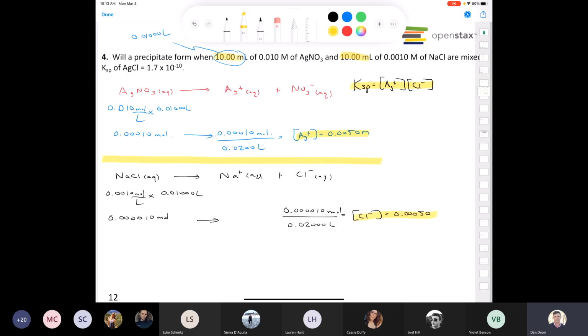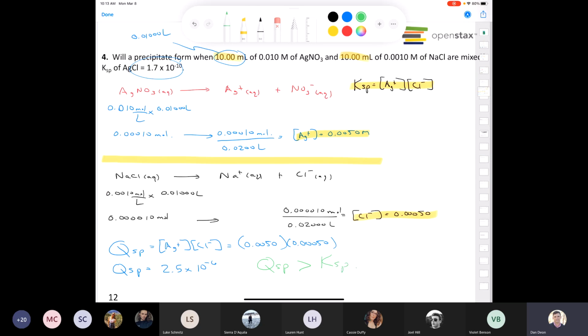Anyhow, so let's figure out what our Q is going to be. Our QSP is going to be equal to the concentration of silver ions times the concentration of chloride ions, which is going to be equal to 0.0050 multiplied by 0.00050. We get that our QSP is equal to 2.5 times 10 to the negative 6. You can clearly see that QSP is greater than KSP.